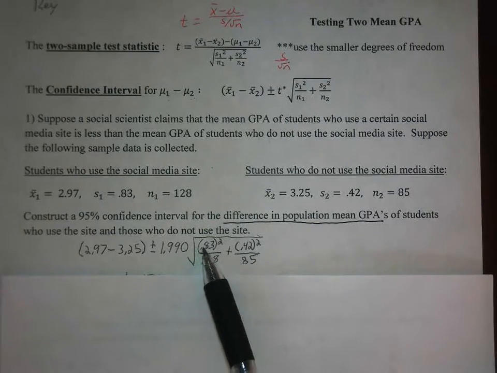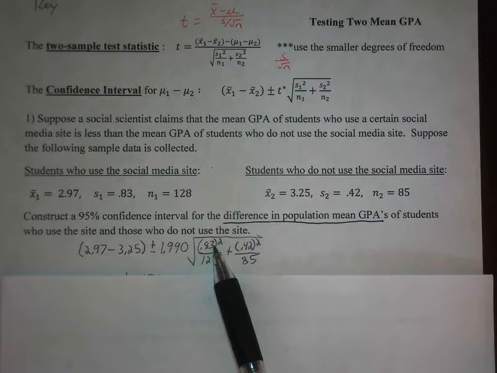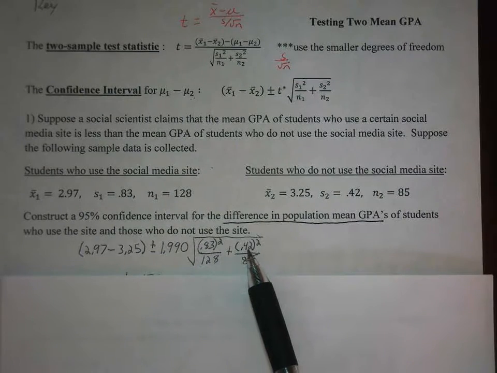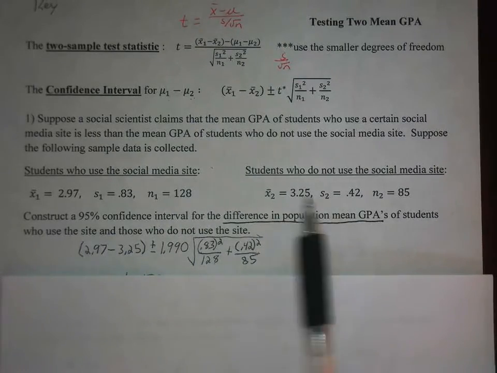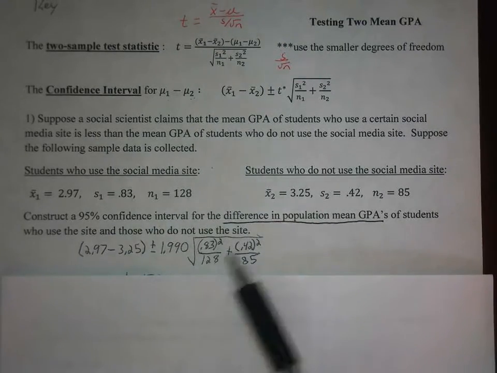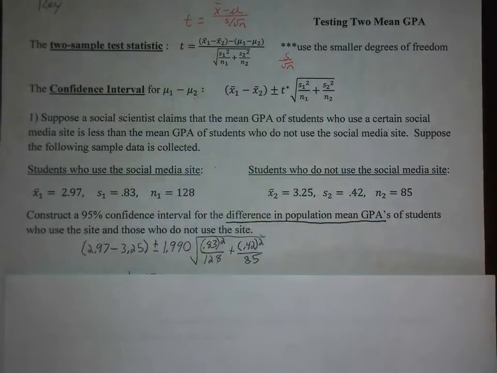And then multiply it by the square root of the first standard deviation squared over the first sample size, plus the second standard deviation squared over the second sample size. If you examine the numbers and match up where they're coming from, that should be pretty self-explanatory.